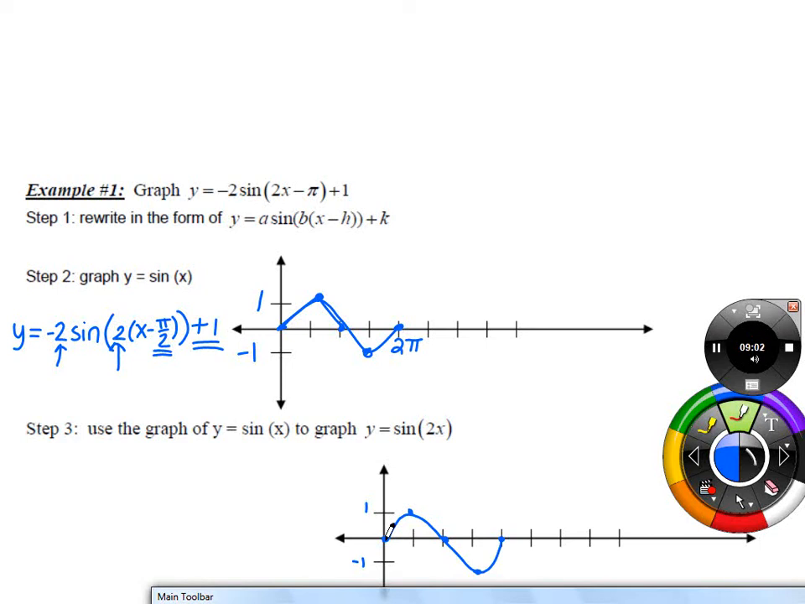Instead of the period being 2 pi, what should the period now be with this 2 right here? So think about your horizontal stretches and compressions. You would take the normal 2 pi, and is this a horizontal stretch or a horizontal compression? Compression. It's really like we're multiplying by 1/2. 2 pi times 1/2 is pi. For this function, my period should now be pi instead of 2 pi.